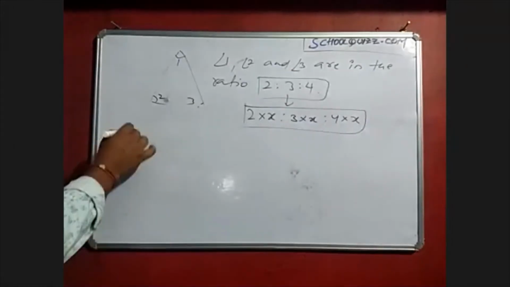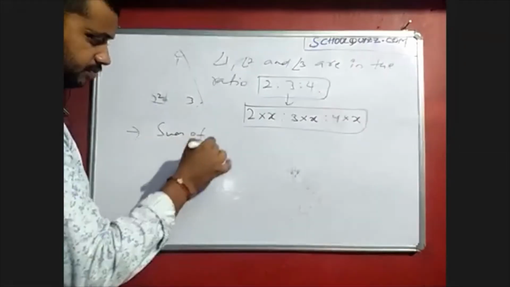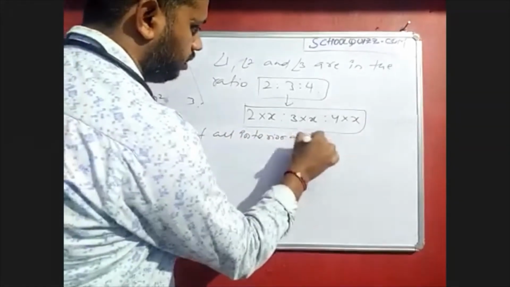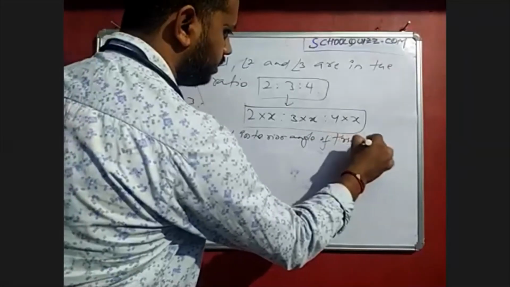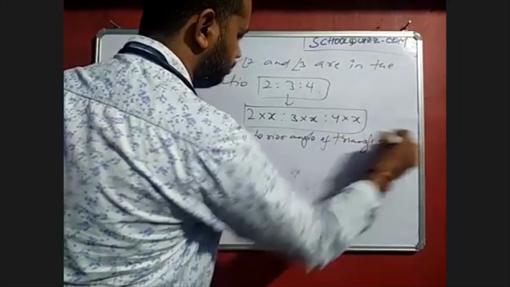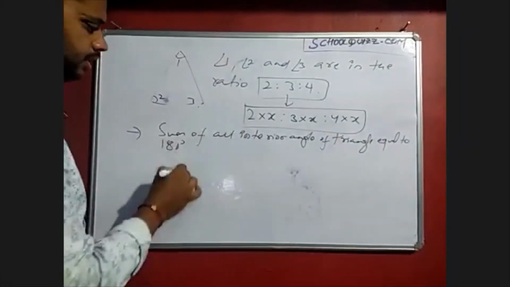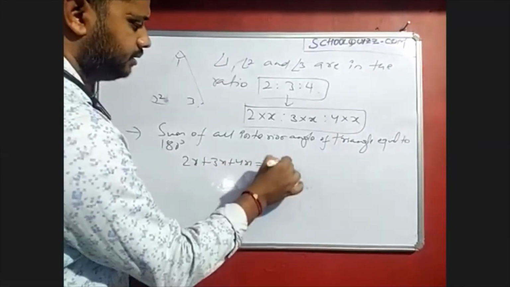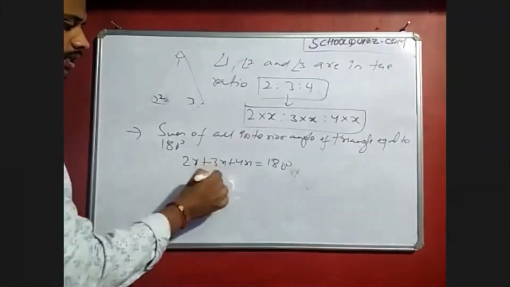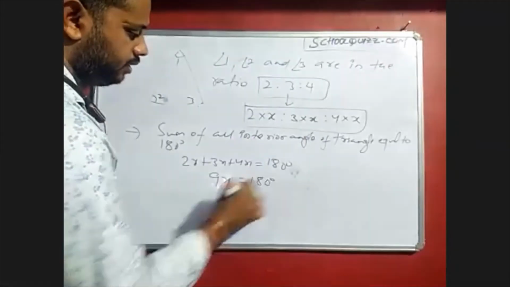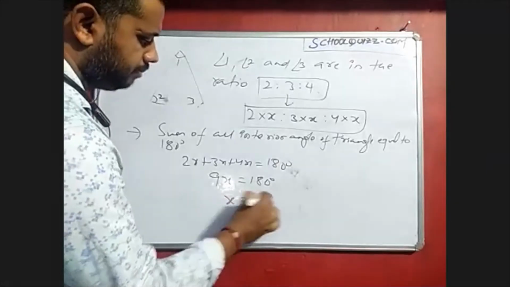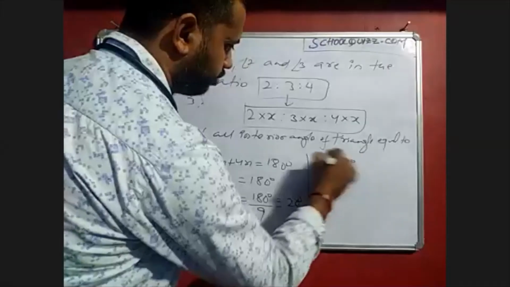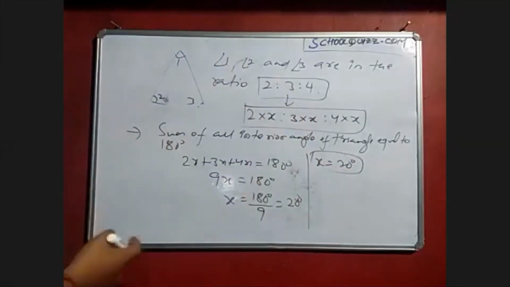So what do we know next? The sum of all interior angles of a triangle equals 180 degrees. That we know. Then if I add 2x plus 3x plus 4x, I get 180 degrees. So 2x plus 3x plus 4x is 9x, which equals 180 degrees. So x equals 180 degrees divided by 9, that is nothing but 20 degrees. So we get the multiplying factor, which is 20. If I multiply that ratio with 20, then I get the exact numbers.